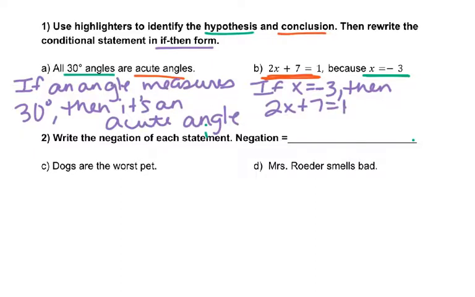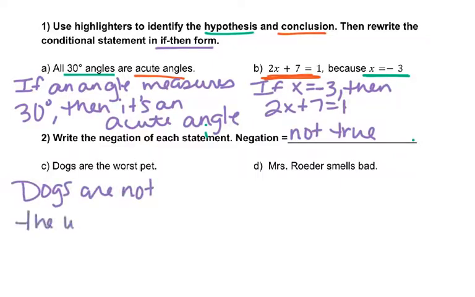All right, so now let's talk about the negation. So the negation of something is saying it's not true. Okay, so dogs are the worst pet. So it would say dogs are not the worst pet. It's not saying they're the best. That's not what it's saying. So don't think opposite. It's just saying they are not the worst.